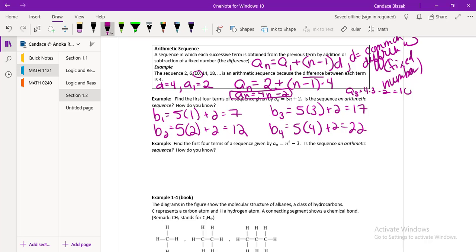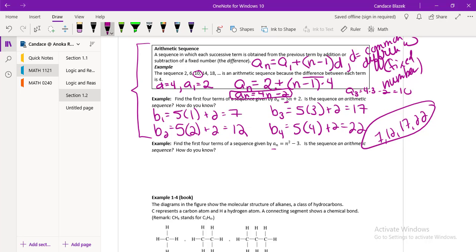Now notice with these, the common difference is 5. It's that number that's multiplied times the n in the sequence. And our first 4 terms would be 7, 12, 17, and 22. So these were all arithmetic. Okay, but let's take a look at the next sequence.